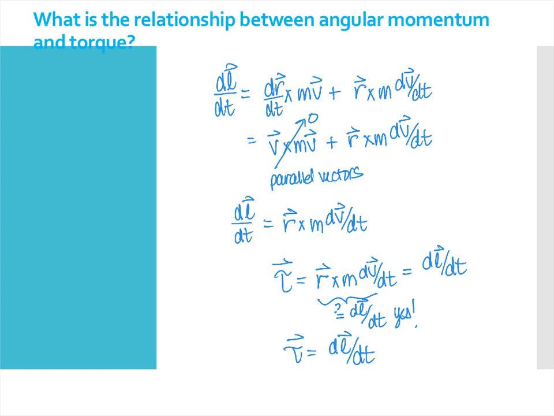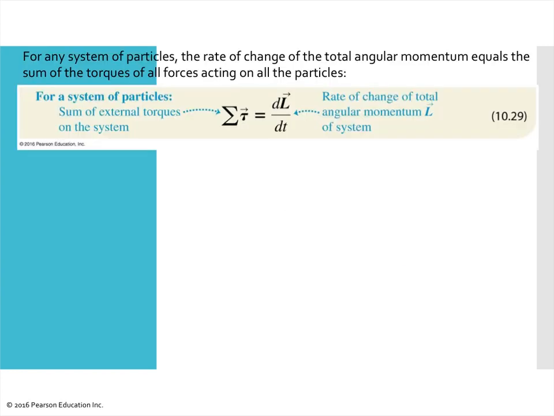So it is true. That is the relationship between angular momentum and torque. So we have one more equation that we can add to our stable of things that were true about rotational quantities compared to translational quantities.